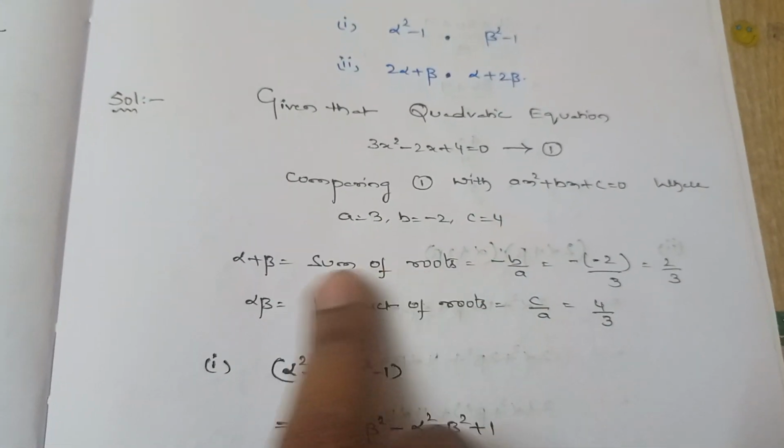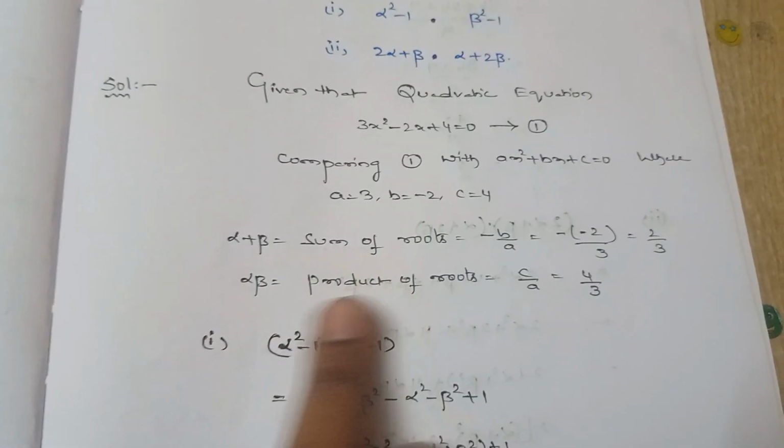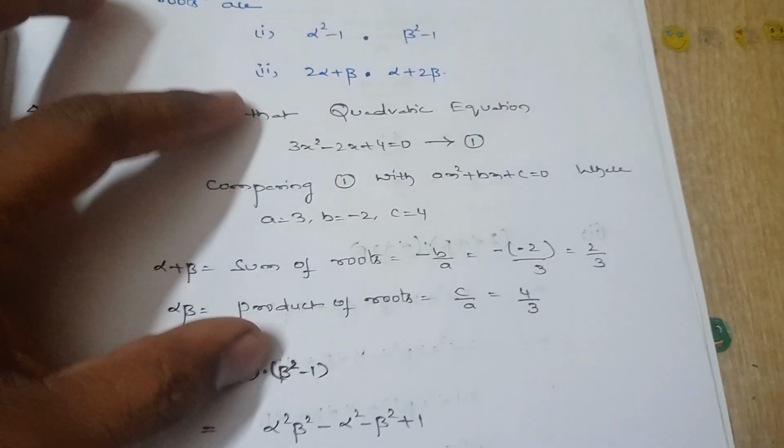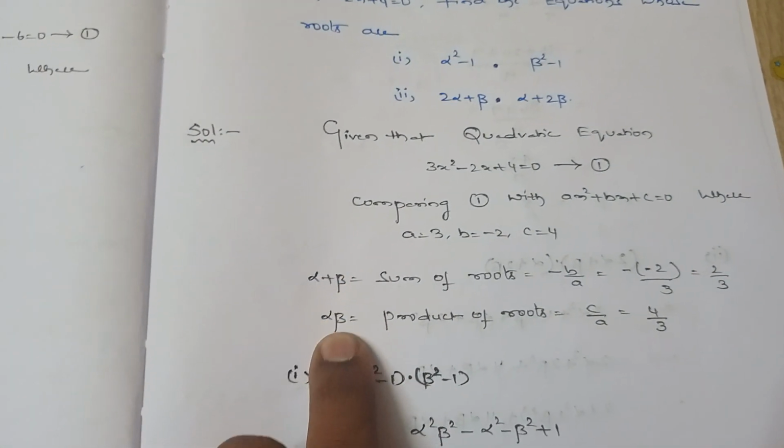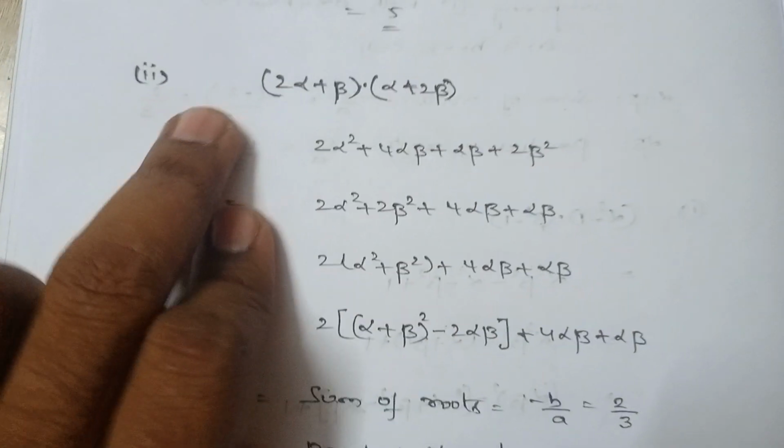comparing with the standard form, and write alpha plus beta, that is the sum of the roots, and the product of the roots. You keep this step aside, then take down the second one and simplify in terms of alpha plus beta and alpha beta. So this is the second one, guys.